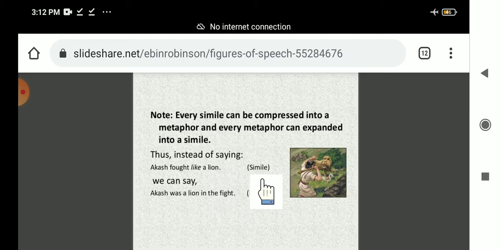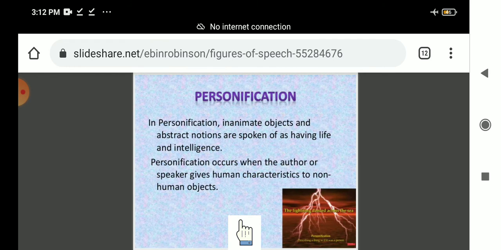Then what is it? It is a simile. Understood, student? Did you get the difference between simile and metaphor? A very simple example. You can listen to it thoroughly and understand. Okay, the next slide.